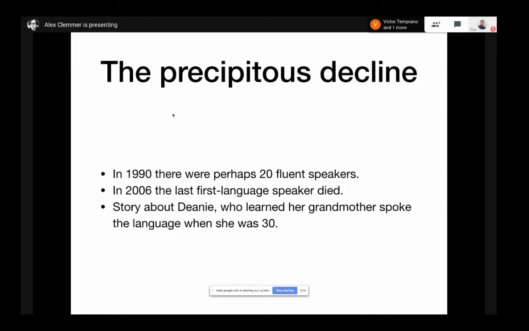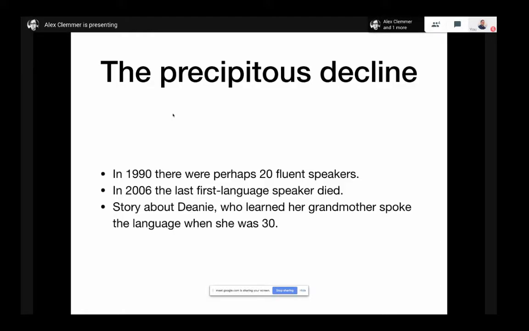She did not realize that Gladys Thompson even spoke the language until she was 30, in 1991, when she happened to hear her grandma give an invocation at the dedication of a museum in Warm Springs. And I think that's a really striking story, right? Because I believe Gladys was born in 1908 or 1912 or something like that, which means she was quite old by the time her granddaughter even learned that she was a speaker at all.